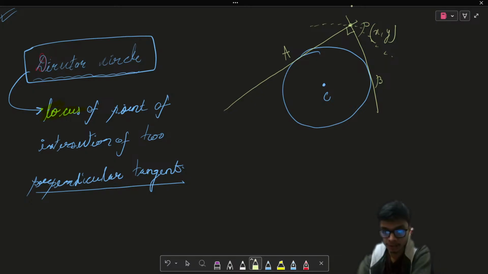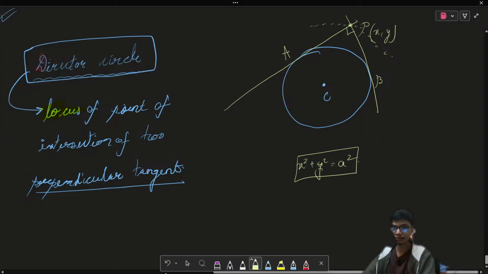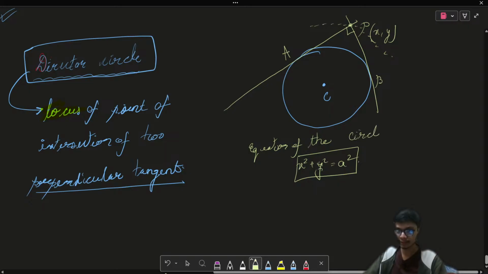Now, our main understanding here is how we reach the condition to find the equation of the director circle. Let us take the simple case and try to solve it. Let us say this is my equation of the circle, with the center at (0, 0) and the radius a.